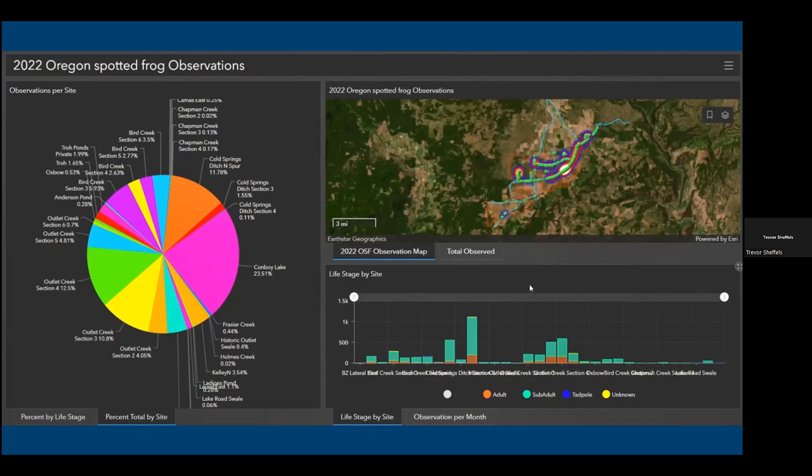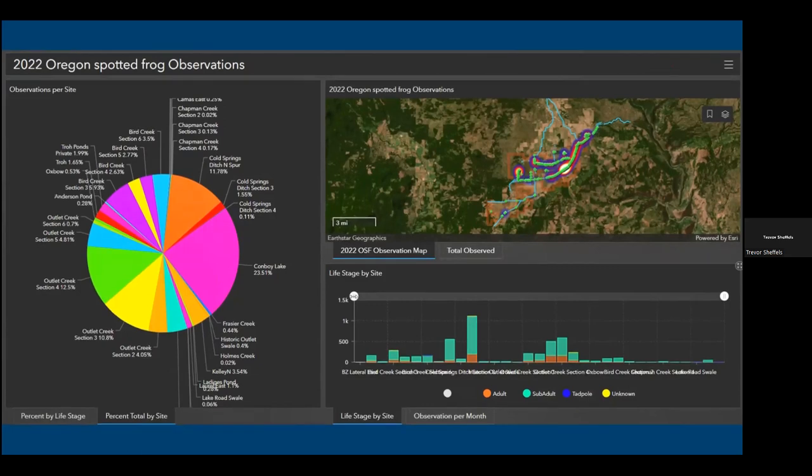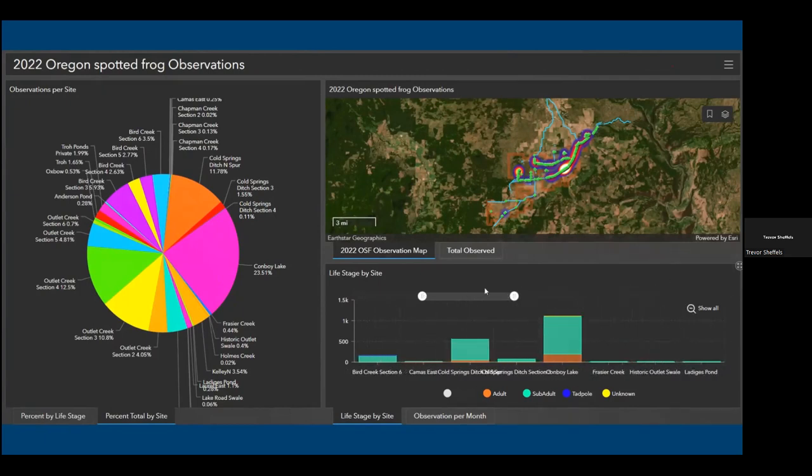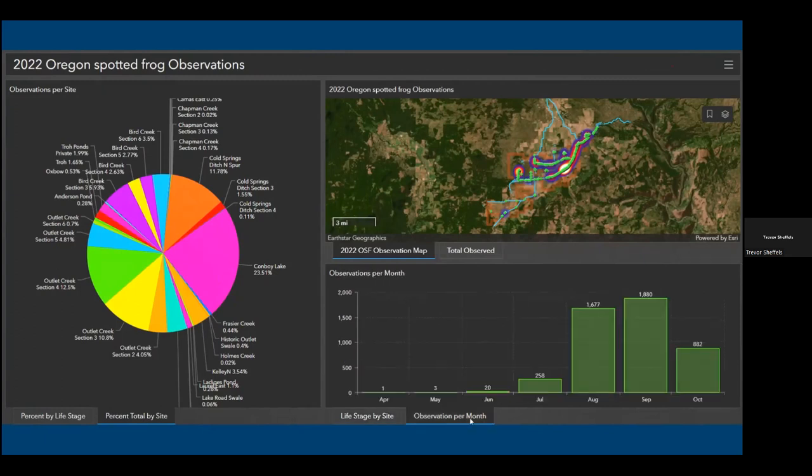Over here in the bottom right, we keep track of life stage by site. And since we do cover a lot of different units throughout the valley, this slider feature is really nice because you can zoom in on different parts or different individual units and look at the ratios from here. So Conboy Lake, again, we observed far more subadults than adults in that unit. And lastly, just to get an overall picture of what we're seeing throughout the season, we keep track of the number of observations per month.